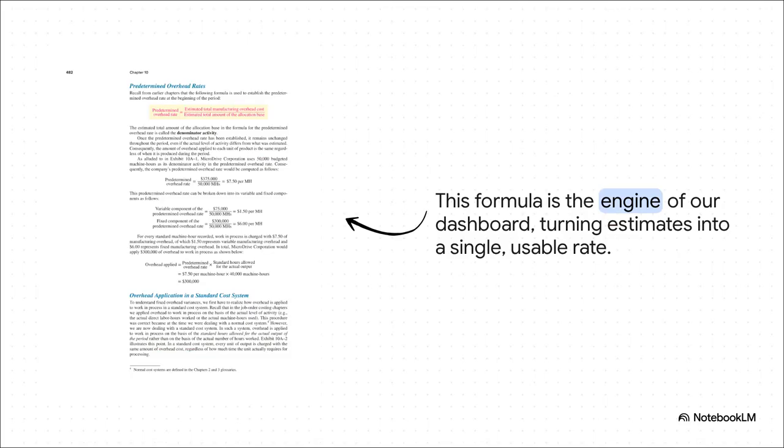And this formula right here, this is the engine of our entire dashboard. You just take your total budgeted fixed costs and you divide it by your total planned activity level. That gives you one powerful number. Something like, say, $6 per machine hour. This little rate is how we're going to apply or absorb our fixed costs into every single product we make.